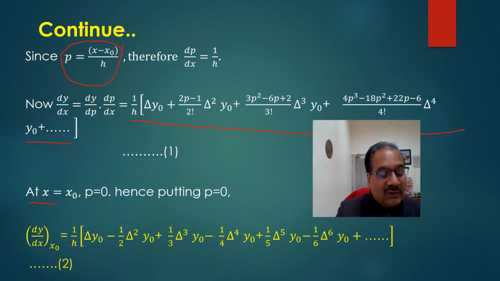At x is equal to x0, p is equal to 0. Hence, putting p is equal to 0, why? Just look here: at x is equal to x0 you put it, then you will get p is equal to 0. Then dy over dx at x0, you will get this result: 1 by h (del y0 minus 1 by 2 del square y0, and so on).